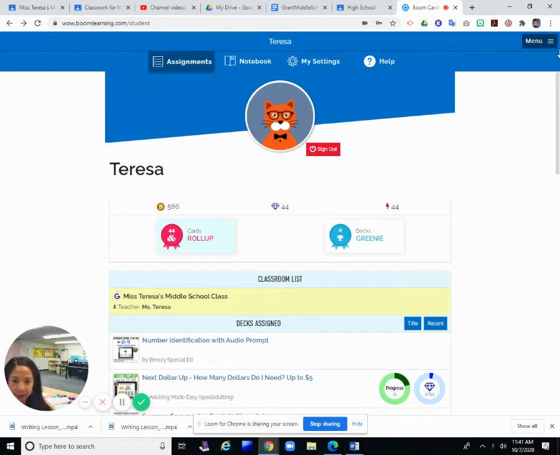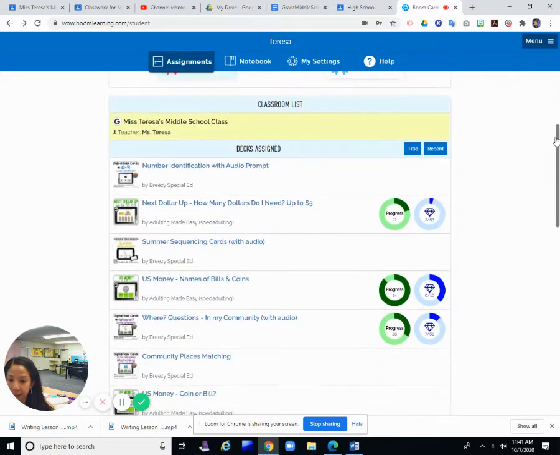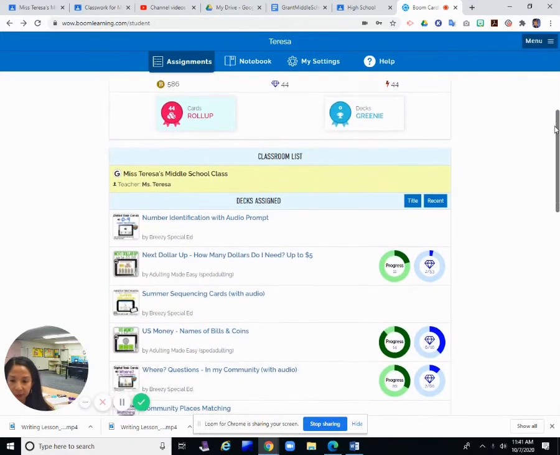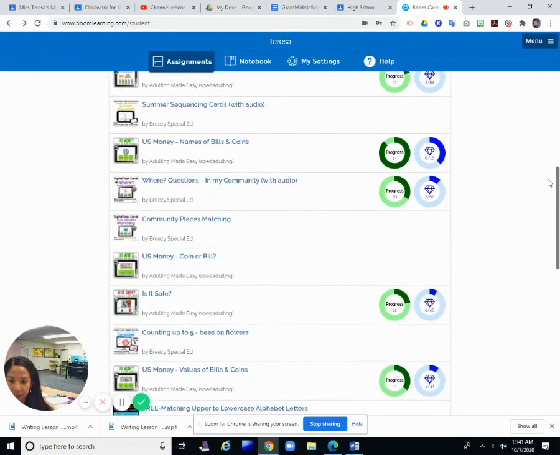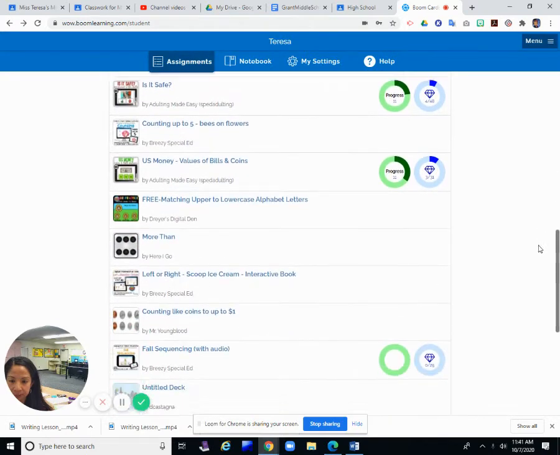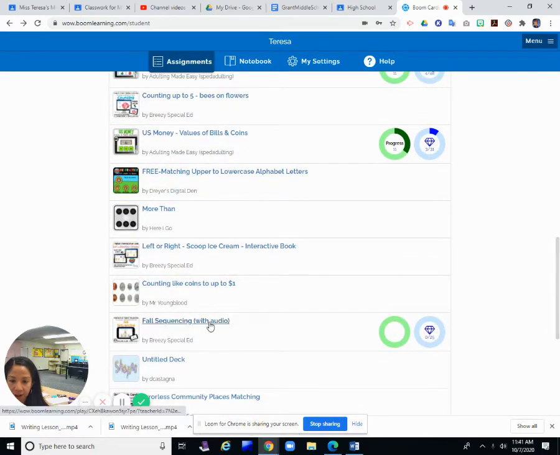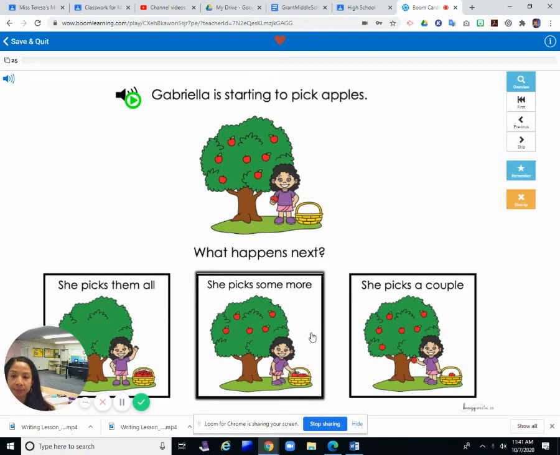So I am here on my Boom Cards. I signed into my student account on Boom Cards, and I will also post the fast link for you all so that you can play. Okay, so I'm going to scroll down and look for fall sequencing. So I'm going to click on fall sequencing.